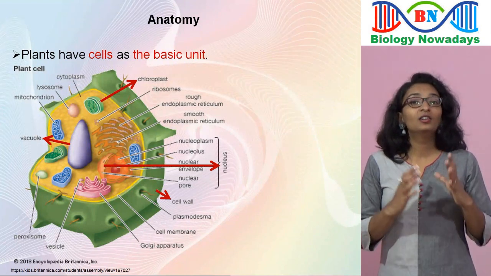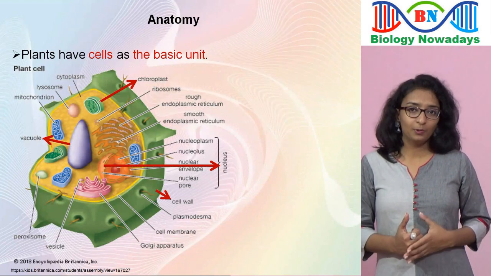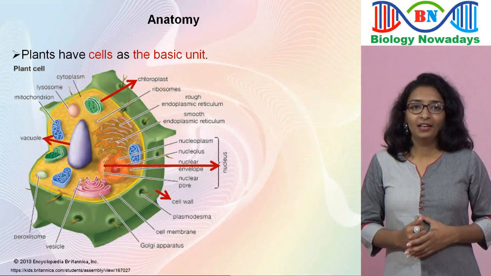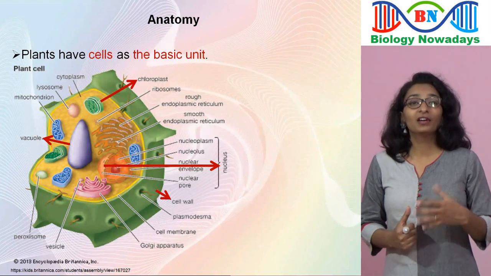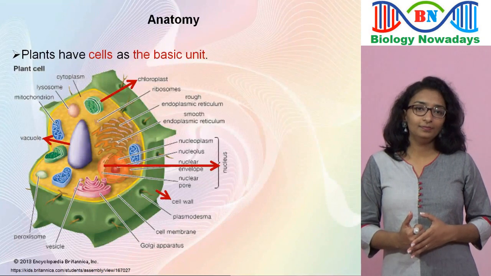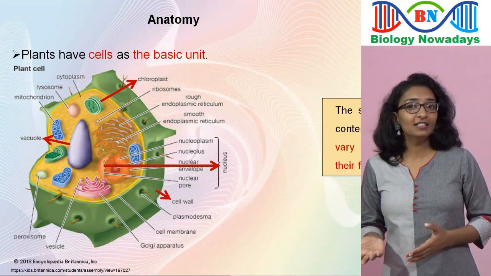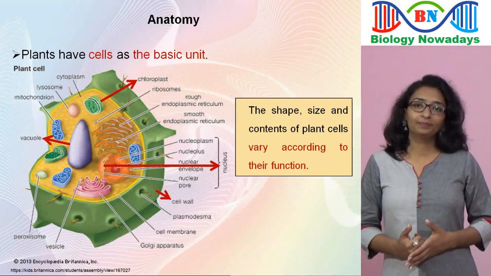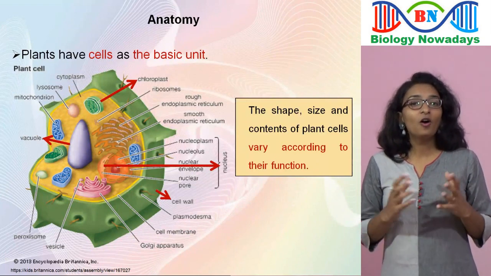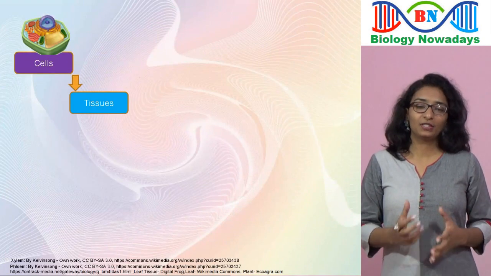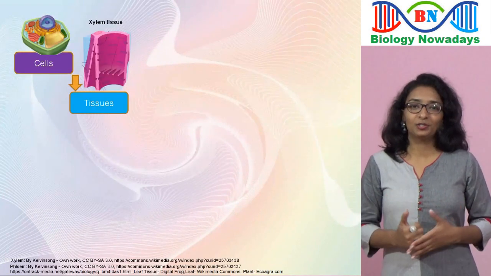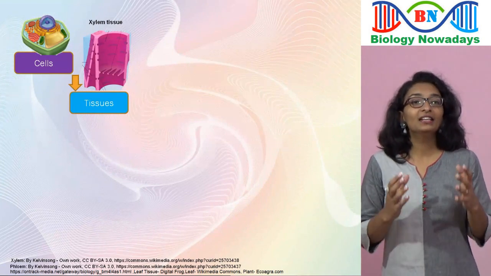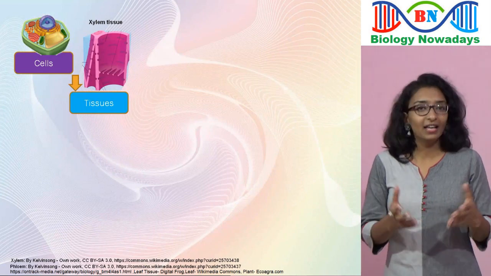For example, there are a group of cells carrying out water transport, there are some other group of cells that conduct food, and there are some other group of cells for conducting photosynthesis. So, the shape, size and contents of plant cells vary according to their functions. The cells performing common functions are organized into tissues. For example, xylem tissue. The common function of cells in the xylem tissue is mainly water transport, or at least help in water transport.